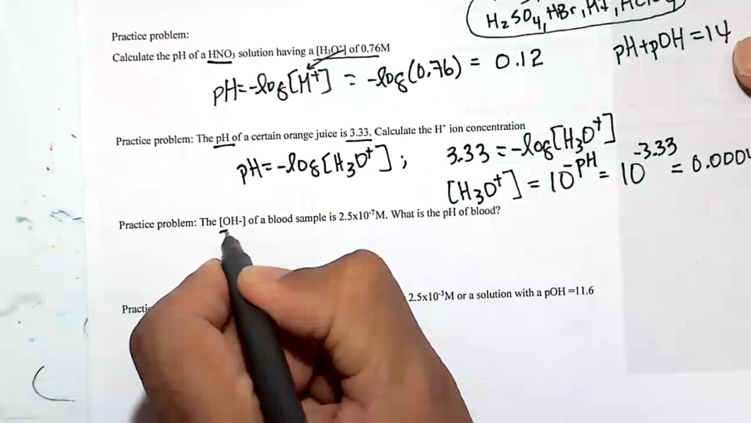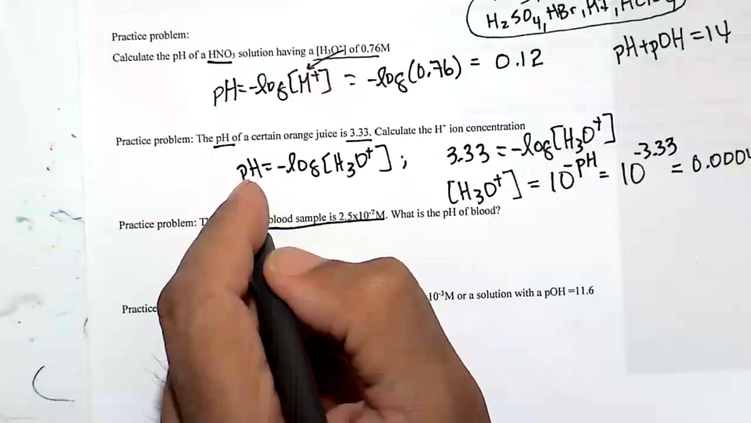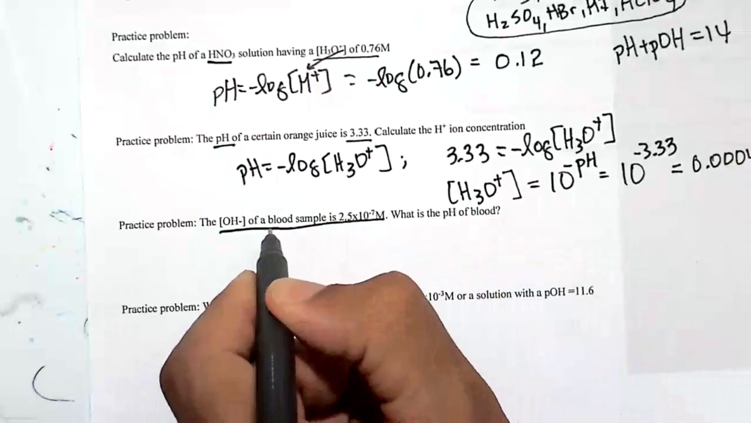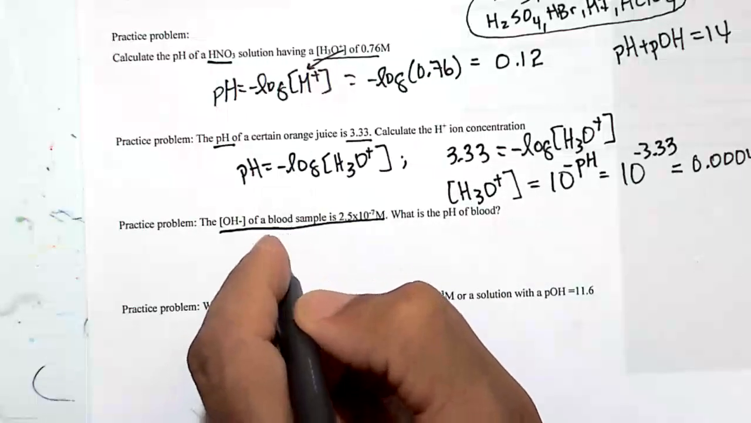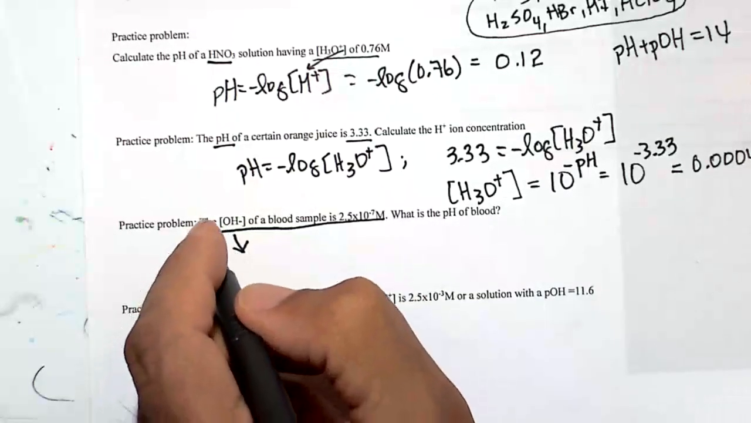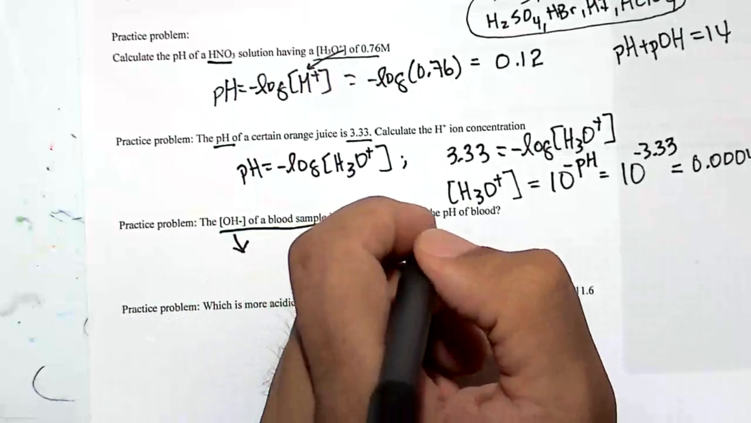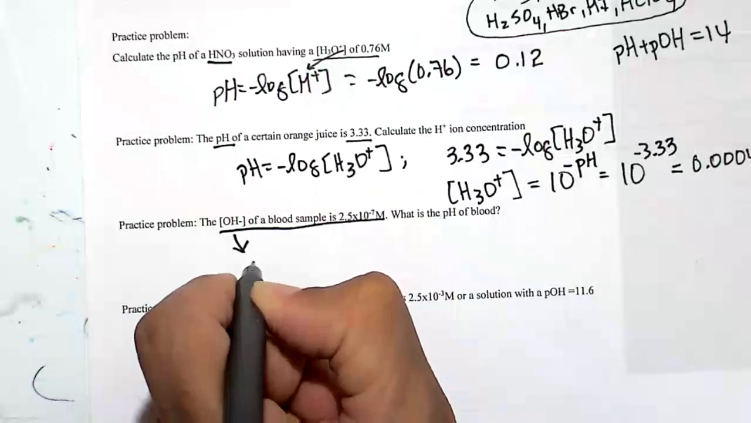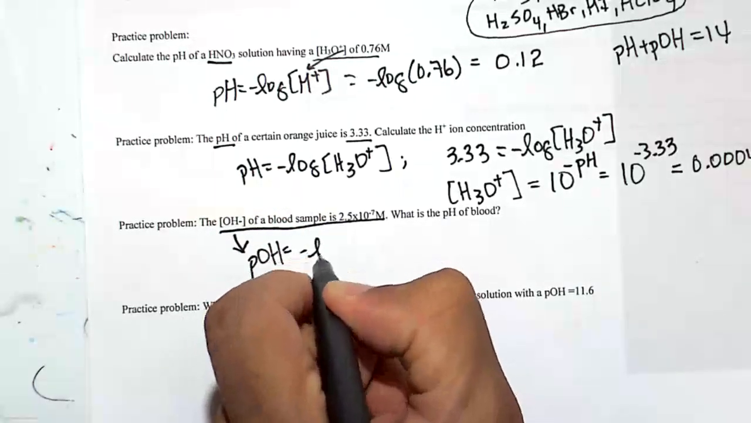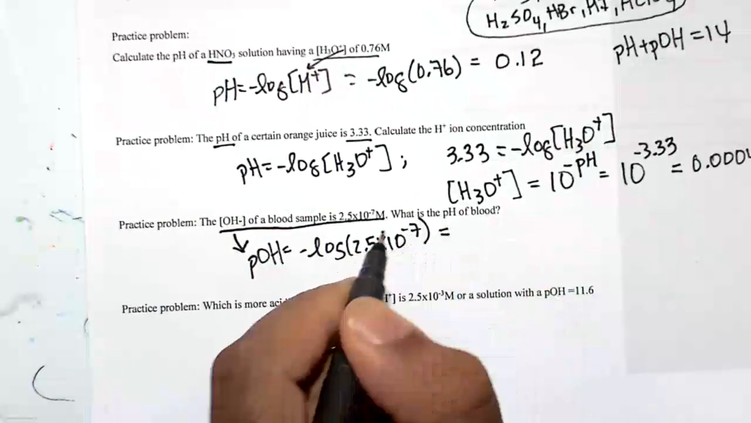They're asking us to calculate the pH, but they're giving us the OH minus concentration. OH minus is the hydroxide ion concentration. So how will we do this? They're not giving us the hydrogen ion concentration. They're giving the OH minus concentration. So instead of calculating the H plus concentration, why don't we calculate the pOH? That's what I'm trying to say. Calculate the pOH, which is minus the log of 2.57 times 10 to the minus 7.